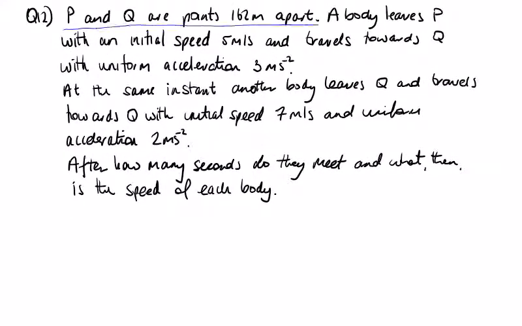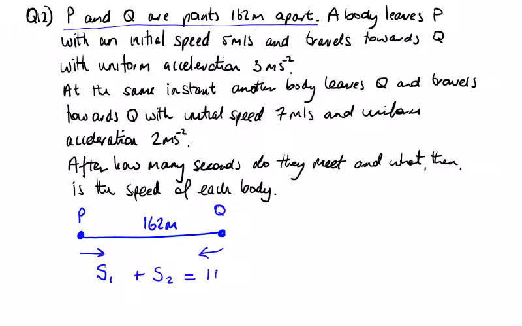P and Q are points 162 meters apart. Just do a little sketch of that, it might help us. P and Q are 162 meters apart. This is where we're looking at the distance, one going this way and one going this way. So whatever distance P travels, we'll call s1, and whatever distance Q travels, we'll call s2. When they meet, even if Q has only gone 1, P will have gone 161 and so on. So the distances added together, which comes up a lot, is going to be 162.